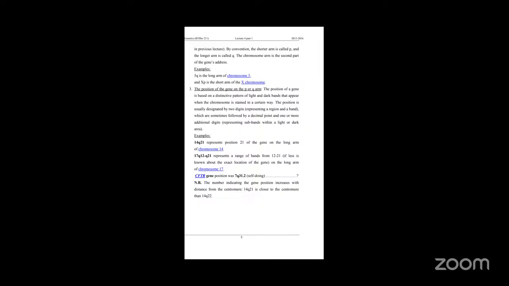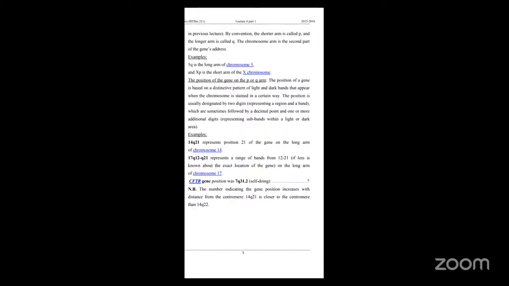Similarly, Xp, capital X and small p. X is the X chromosome, and p is the shorter arm of the chromosome. So Xp indicates the short arm of the X chromosome. Like this, you have to identify. This is one thing you need to follow. Then the second thing is the position of the gene on the p or q arm.